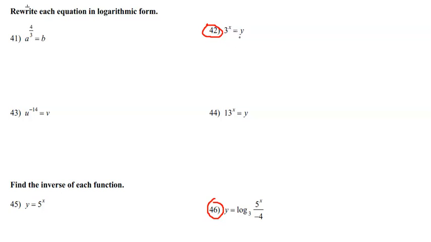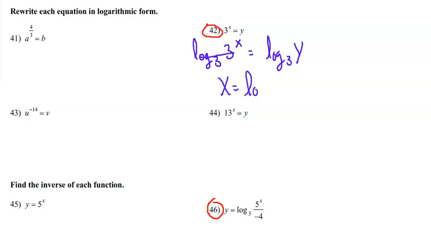3 to the x power equals y. To get x by itself, we'll log base 3 each side. Those cancel, and so you have x equals log base 3 of y. And that's your logarithmic form.